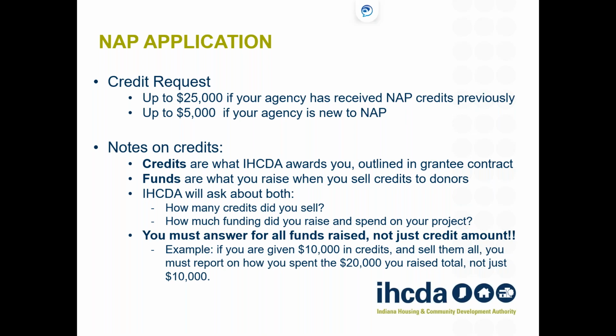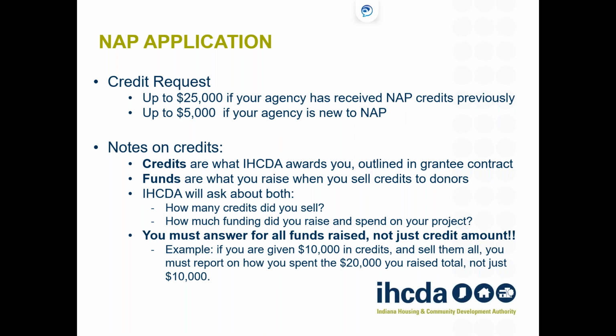The expectation is that you put all of the funds that you raise from distributing tax credits towards your NAP supported project, and that you report on all of those funds. So put simply, if we award you $10,000 in credits, and you sell all of those, we're going to want to know what you do with all 20,000 that you raised from distributing those credits.